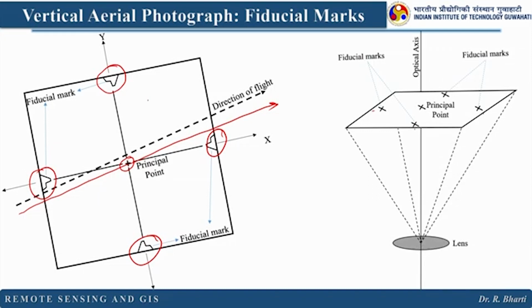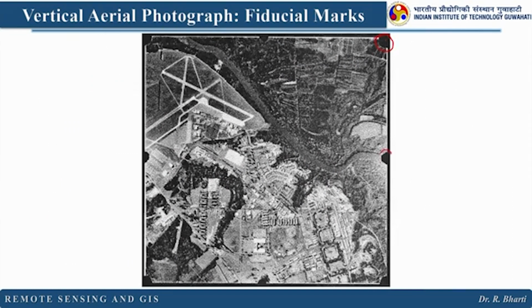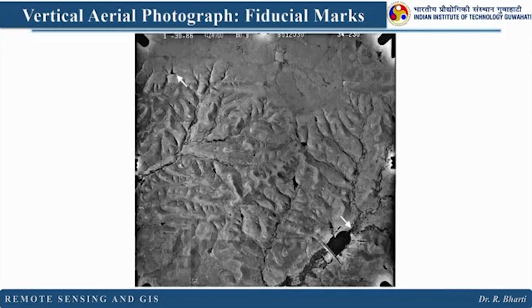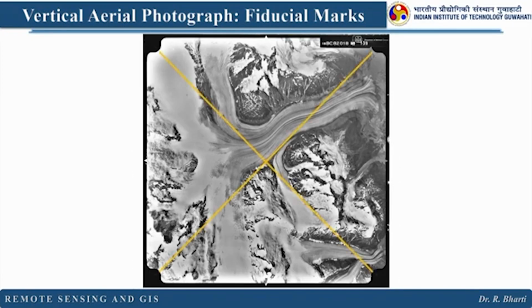Sometimes you may find this kind of shape, sometimes you will find some cross, sometimes it will be like this. If you see this photograph, these are fiducial marks, and it is very easy to locate them on the image, and if you join them, you will find the principal point. Here is another example, these are again fiducial marks. This is another example, and when we join them, we find the principal point.